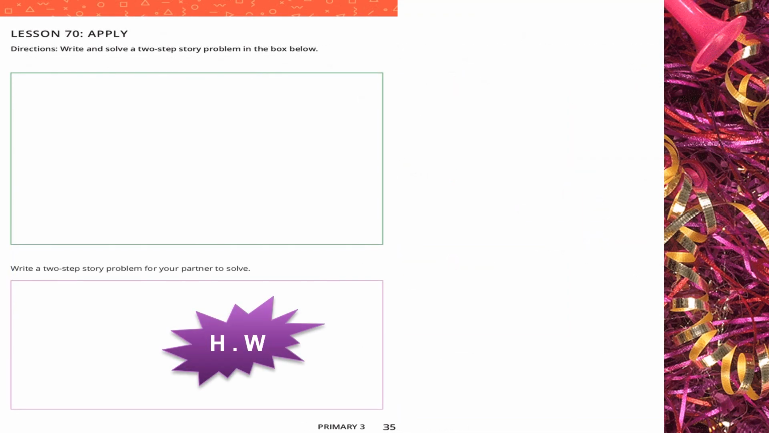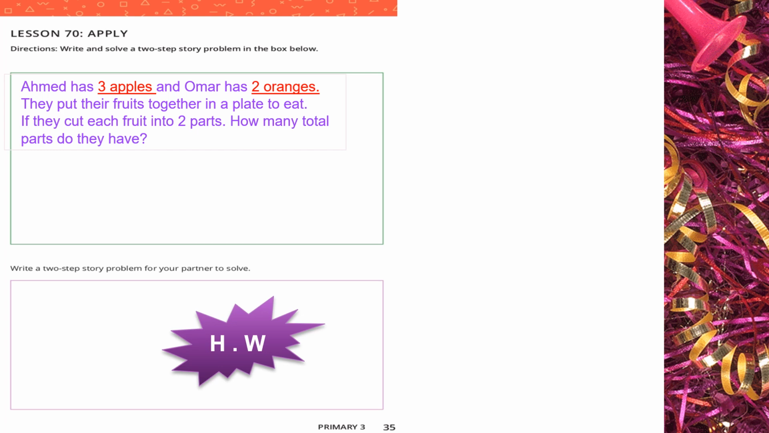Here in lesson 70, the apply part, he wants you to write and solve a two-step story problem. I'll give you an example here. We will solve together. Ahmed has 3 apples and Omar has 2 oranges. So they put their fruits together in a plate to eat. Focus with me. Ahmed has 3 and Omar has 2. They put their fruit together. So the plate has what now? 3 plus 2 equals 5, right? Okay. This is the step 1.